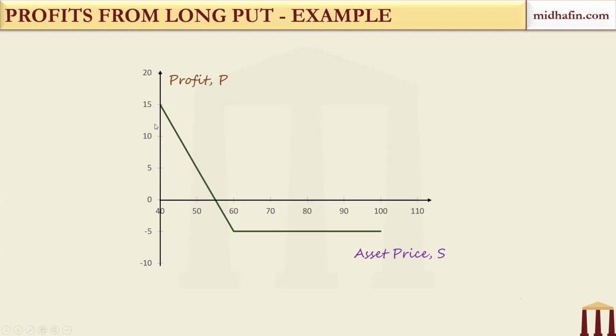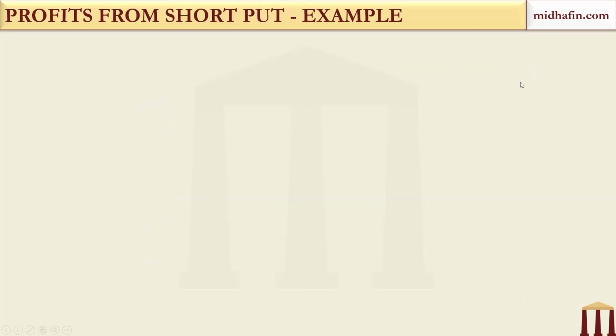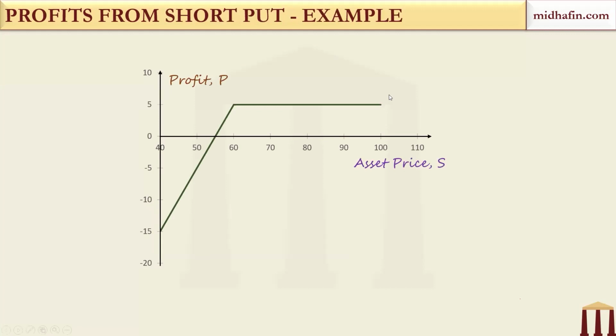However, there is always a limit to the maximum profit that can be earned. But this does not represent the actual maximum profit, because here the stock prices only up to 40 have been shown, not up to 0. Now here the profit will be max of K minus S or 0, minus the option premium of the put option, which is represented as P naught. And next, for short put, again, it's really simple. It's just the reverse of long put, and it is given as the negative of the long put profit.